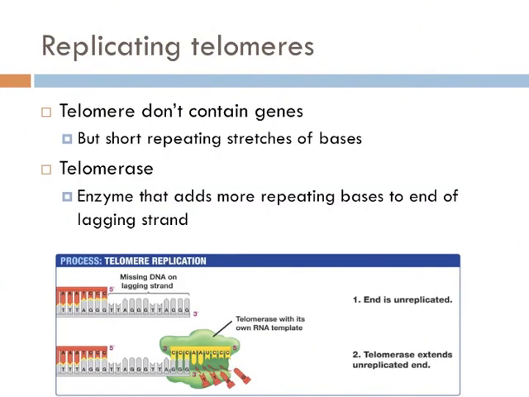Interestingly, telomeres don't contain any genes. Rather, they're just short, repeating stretches of nucleotides. In order that the DNA molecule doesn't get smaller and smaller and eventually lose all functionality, these repeating nucleotides are copied onto the end of the lagging strands by a special enzyme known as telomerase. This prevents the lagging strand from getting shorter.